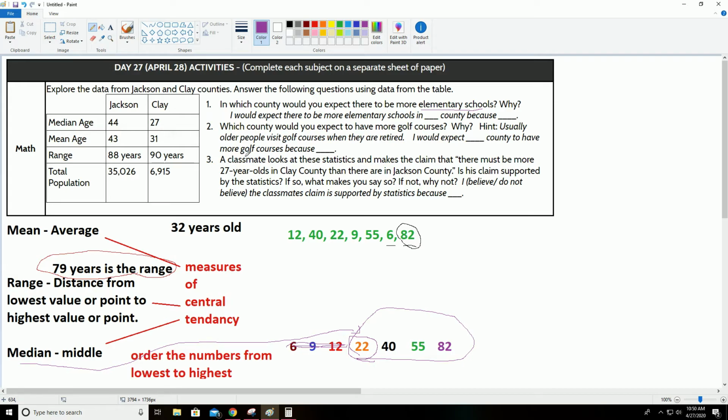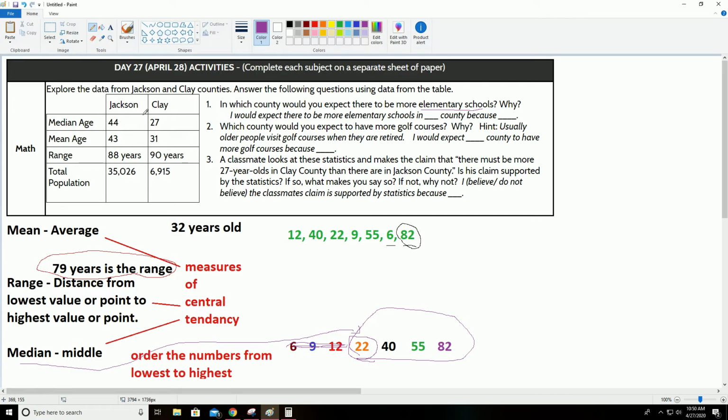So on number 3, a classmate looks at the statistics and makes the claim there must be more 27-year-olds in Clay County than there are in Jackson County. Is his claim supported by the statistics? So he says that there are more 27-year-olds here than over here.